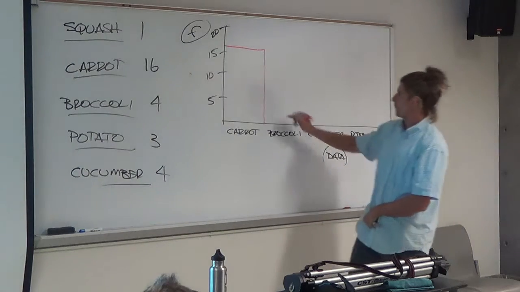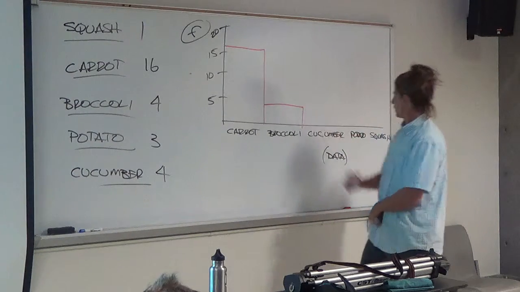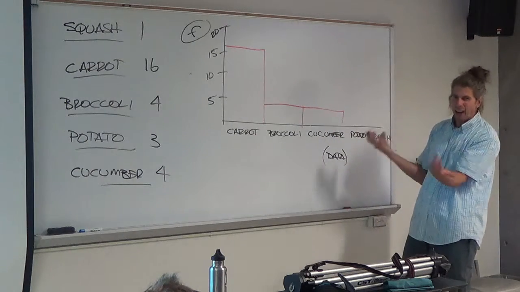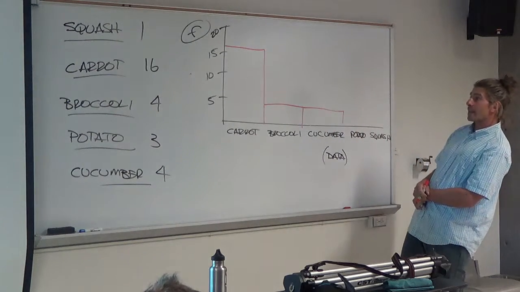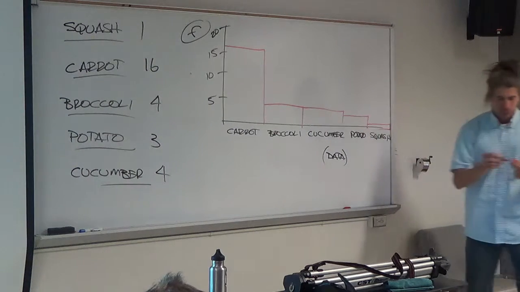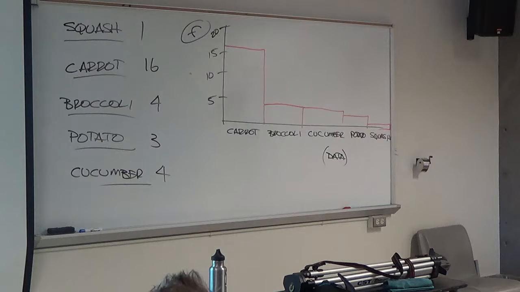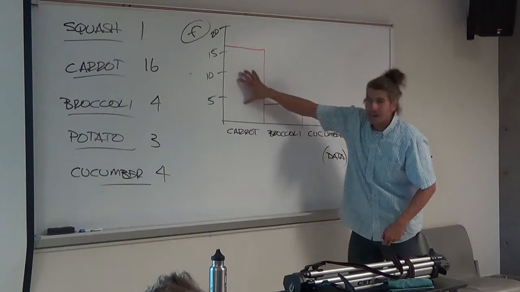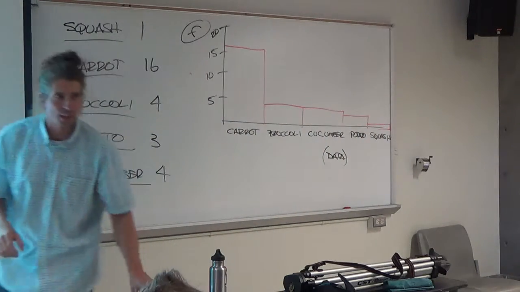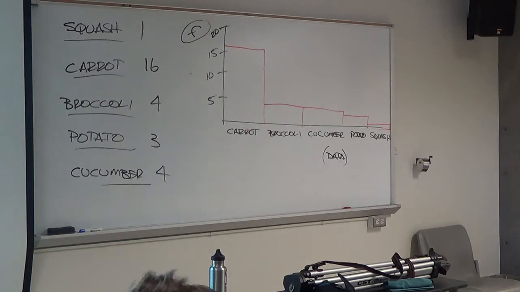Broccoli came in at 4. Cucumber came in at 4 as well. These should be the same width, ideally. Potato came in at 3. Squash came in at 1. You see how that almost looks exponential? Not to use a Math 111 term, sorry. But it's got that curve to it. The lion's share of your data came in the first one or maybe two compartments, and then everything else is almost an afterthought. That's why it's called a Pareto.